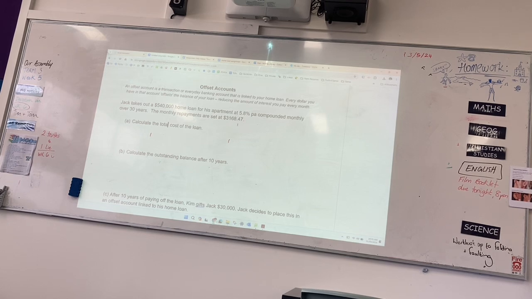All right, let's have a look at Jack here. Jack takes out a $540,000 home loan for an apartment. It's 5.8% compounded monthly over 30 years. The repayments are set at $3,168.47. Can you add per month?